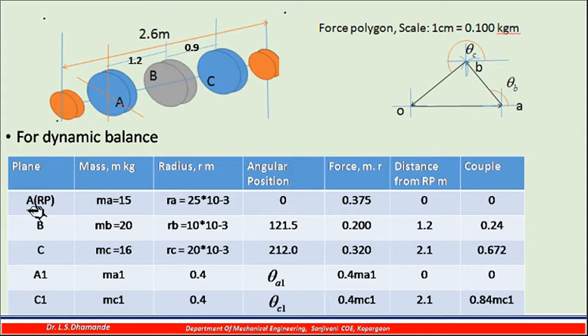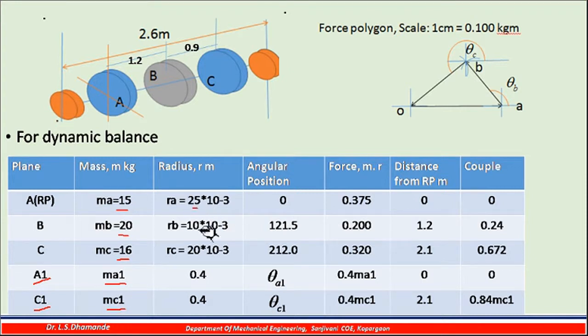So I will be writing the planes A, B, C as usual, first the ABC planes, and now again I will consider an additional plane A1 and C1 because I have to attach some masses over here to balance this particular system dynamically. So now I am specifying the given data again. The mass MA, MB is 20, MC is 16, and this is the unknown mass that you have to find out, MA1 and MC1. This is the unknown mass you have to find out on the pulley C.